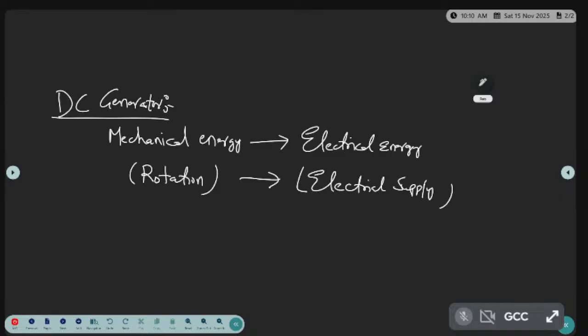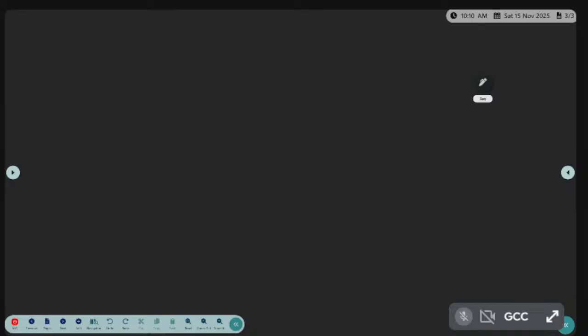I have to rotate. What do I have to rotate? Whether I have to rotate a pen, or the wood or something, I have to get the output as electrical energy. So for this, rotation is converted to electrical supply. See, for this I'm drawing a simple generator. That is nothing but the principle.